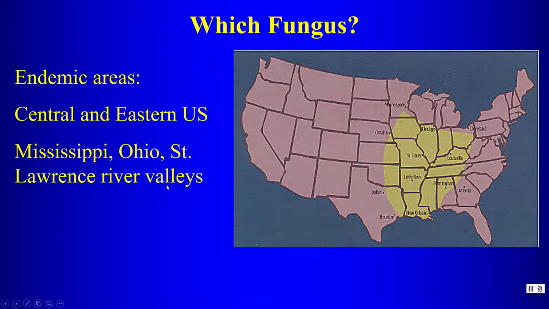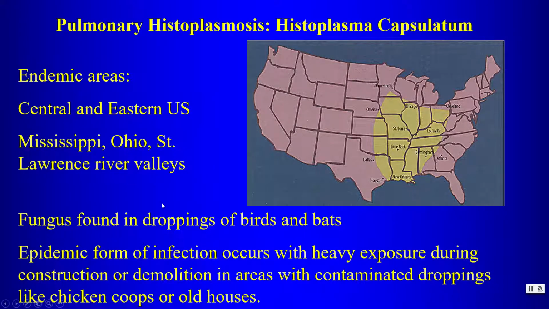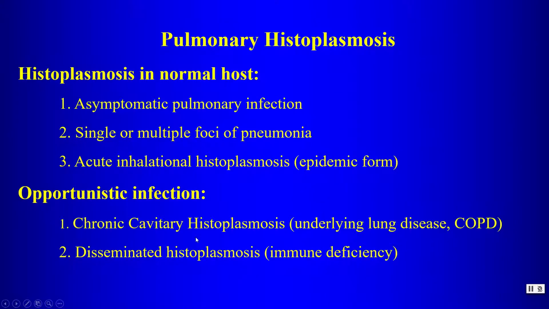All right, so let's move on now to the primary pathogens. And if I tell you that the endemic areas for this particular fungus is central and eastern United States, Mississippi, Ohio, and St. Lawrence River valleys, you should be thinking about histoplasmosis. So the fungus is found in the droppings of birds and bats. There's an epidemic form of infection that can occur with heavy exposure during construction or demolition, especially for chicken coops and in old houses where the patients can inhale a large amount of the organisms, and then that can give you diffuse very severe lung disease.